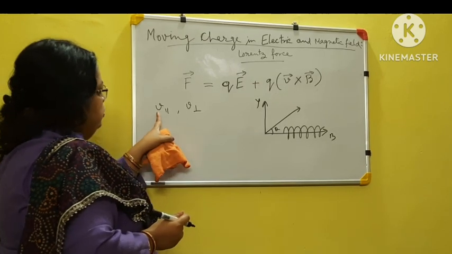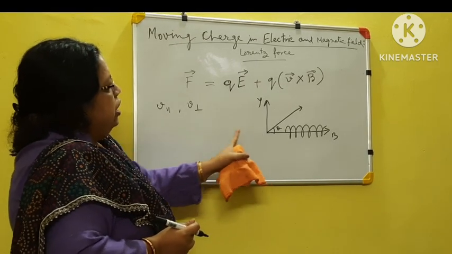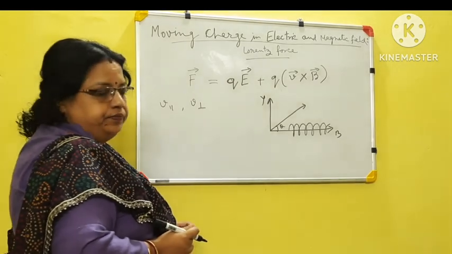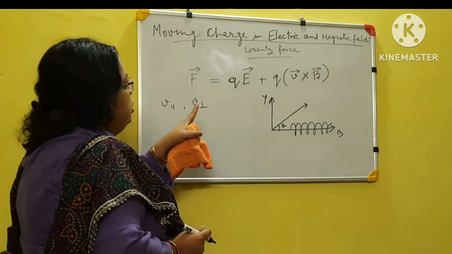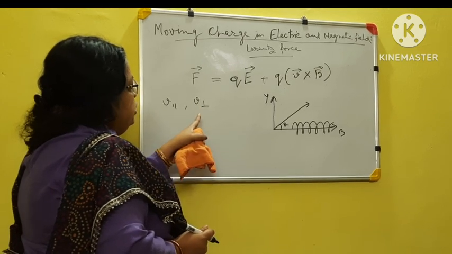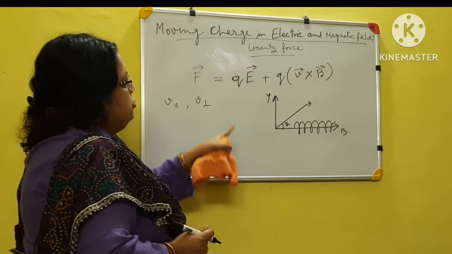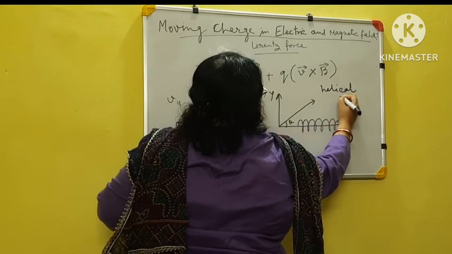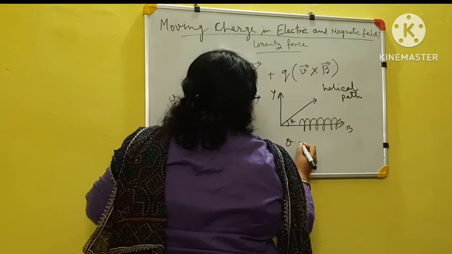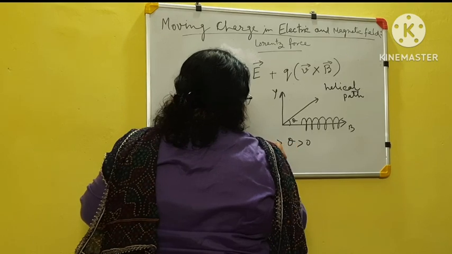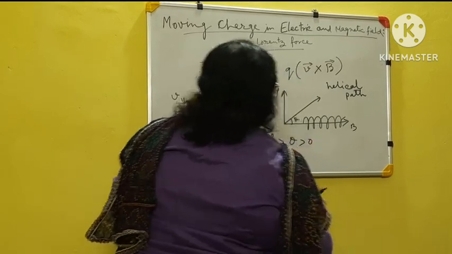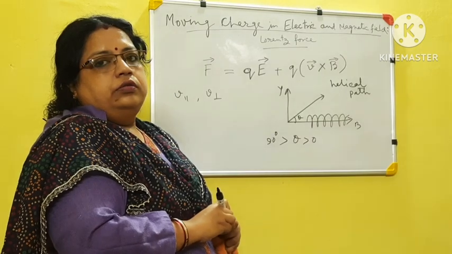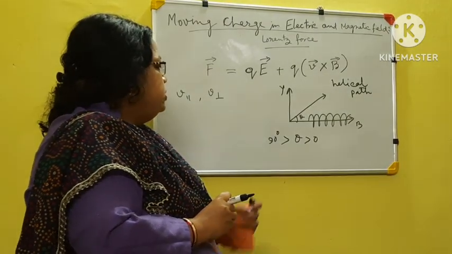So there will be two components of velocity now, V parallel and V perpendicular. V parallel will be the component of velocity along which the particle will move along the magnetic field in this direction, and V perpendicular is the component of velocity due to which it will move in a helical path, when theta is greater than 0 and less than 90 degrees, that is, when the angle between velocity and magnetic field is between 0 and 90 degrees.